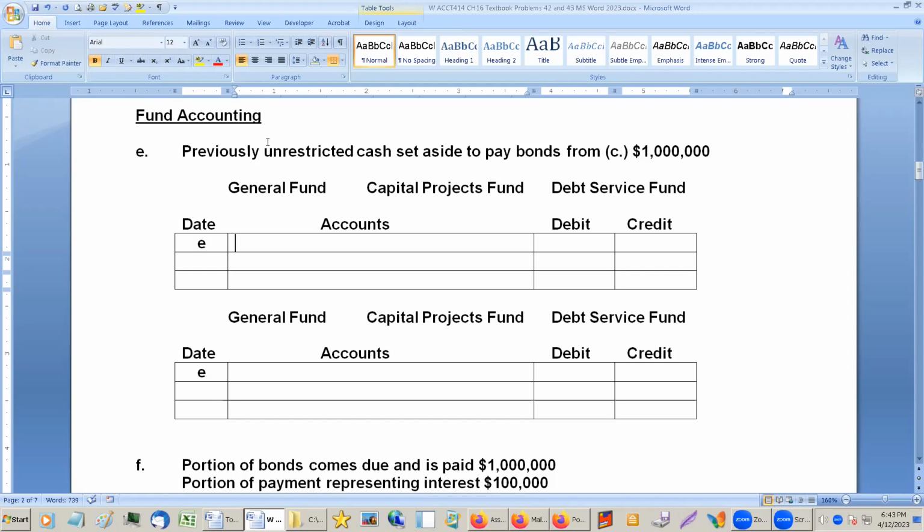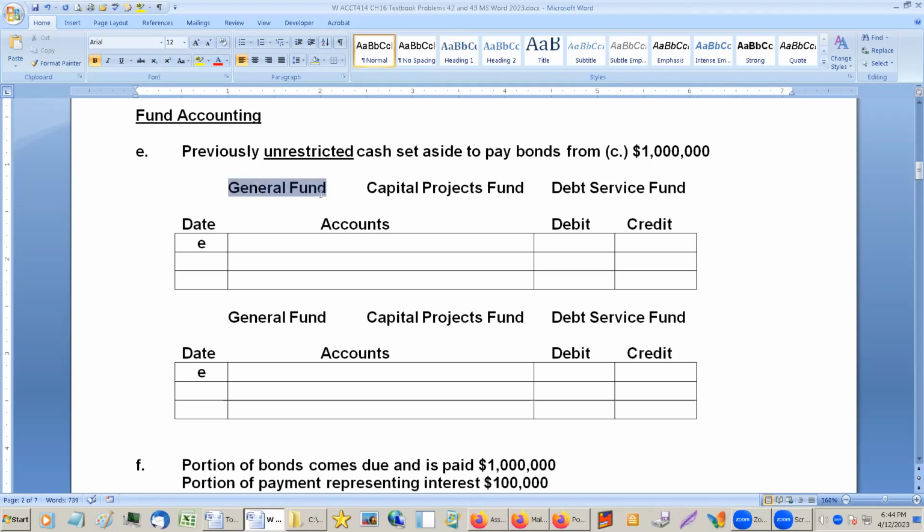Now, unrestricted cash is going to be coming from the general fund. The unrestricted fund balance is only in the general fund. And I know that's a weird definition kind of thing. When you guys sit for the CPA exam, that's one of those things you memorize the night before you go in. But unrestricted fund is only in the general fund.